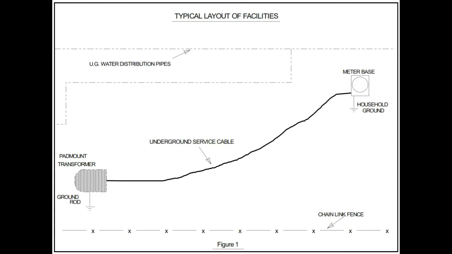In Figure 1, we see a typical layout of facilities within a customer's yard. We have chain link fence, underground water pipes, and the underground secondary service. You will notice that we show an earth ground at the customer's meter base and at the pad mount transformer. These grounds may be solidly connected to the underground water pipes and perhaps even to the chain link fence.